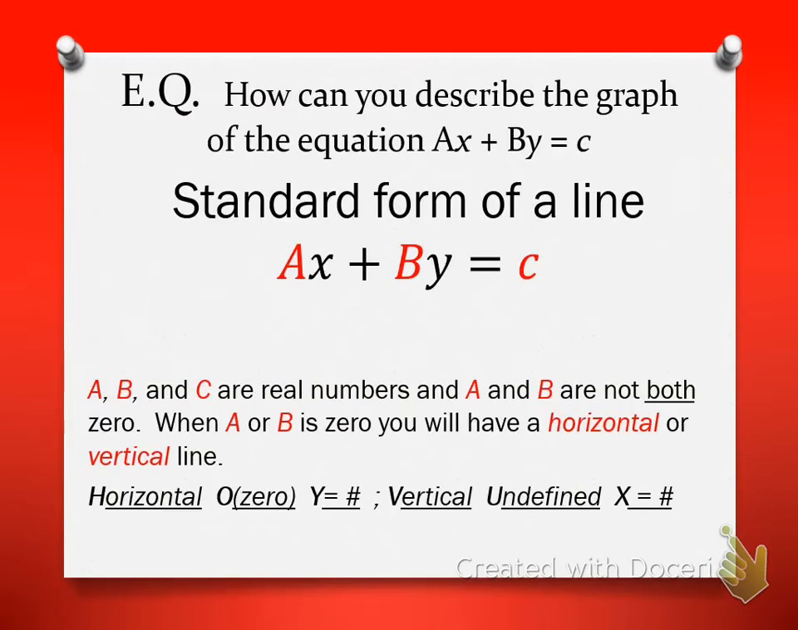So let's look at the essential question. It says, how can you describe the graph of the equation ax plus by equals c? Now this is called the standard form of an equation. So I want you to fill those circles in. You've got an a times x. So a should be in the first circle. B times y, b should be in that second circle. And then c should be in that third circle. So this is what we call the standard form of a line.